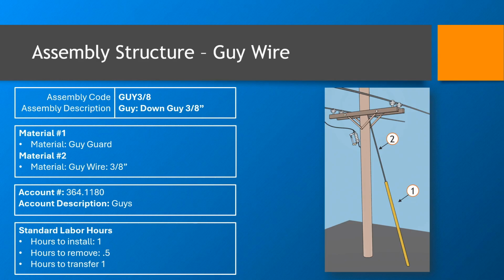The account information for this assembly is account 364.1180, and this is the account for guys. It has standard labor hours associated with it, an hour to install, half an hour to remove, and 1 hour to transfer.